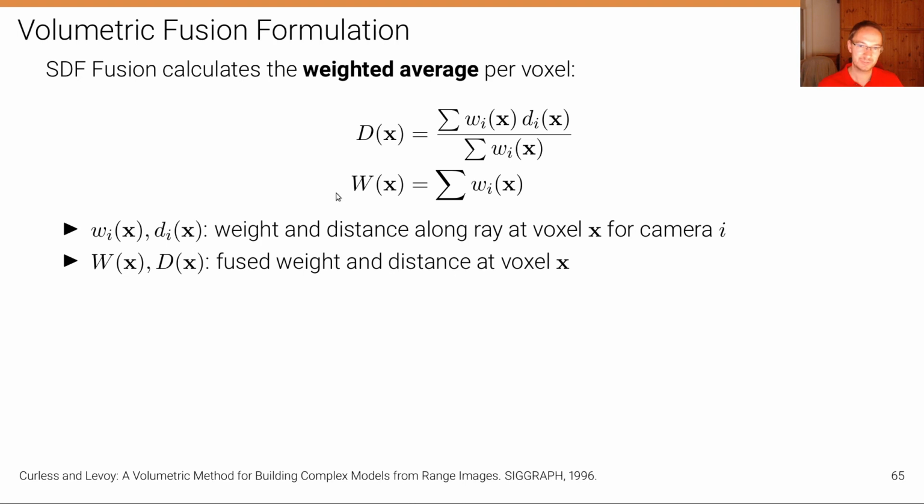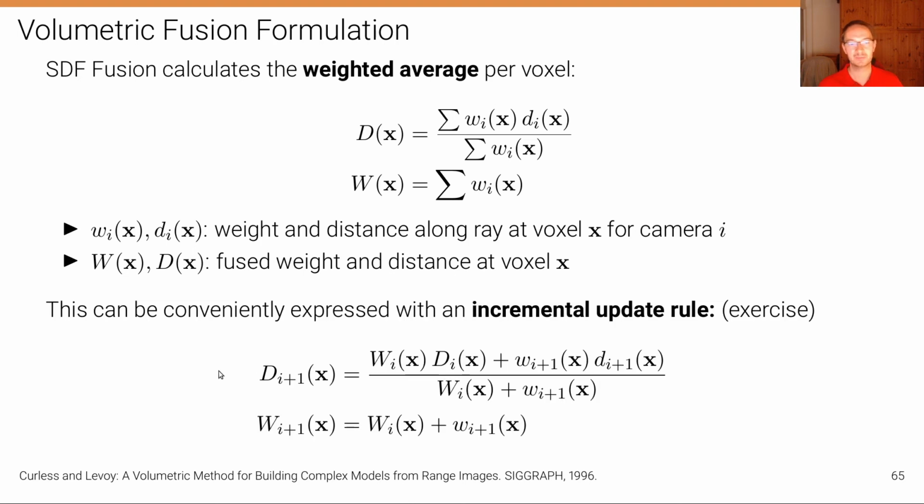A nice property of the simple weighted averaging here is that this can be conveniently expressed with an incremental update rule, which we'll do as an exercise. And the advantage of this incremental update rule is that, given a particular representation, we can just add an image at a time using constant computational overhead. So we are not increasing computation a lot, we can just add range images one at a time and fuse them into an existing reconstruction.